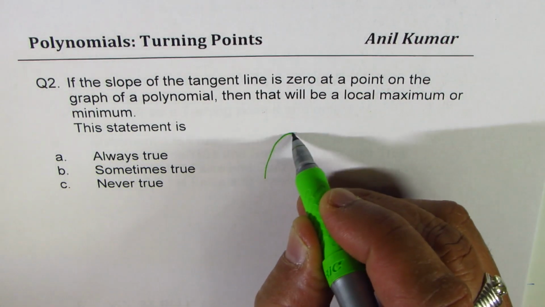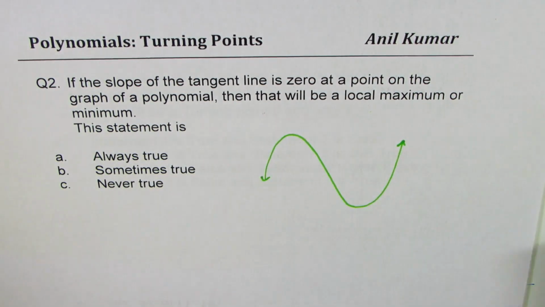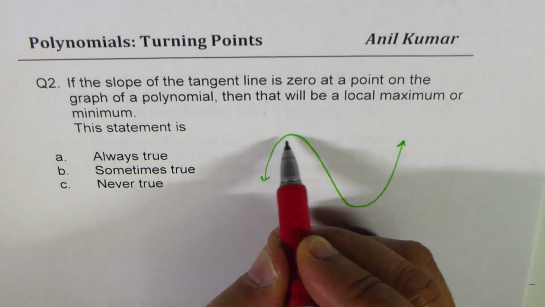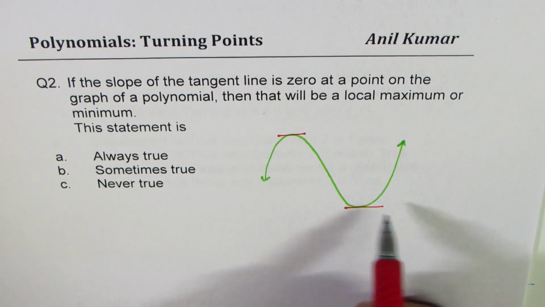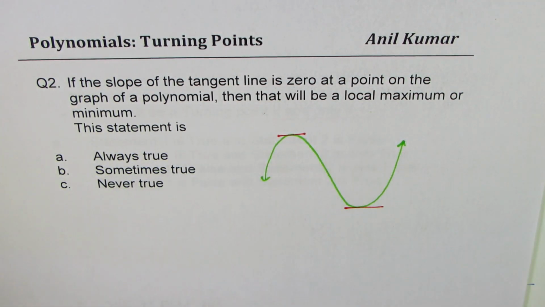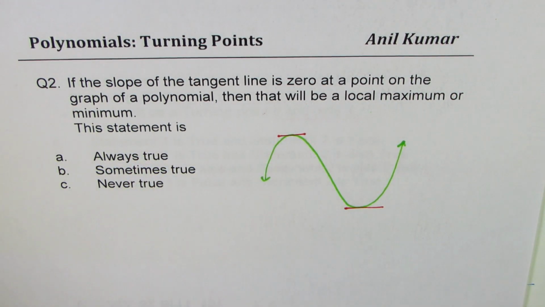So let's again make a graph here and then see. Now, here, what you notice is that at turning points, we have a horizontal line which is tangent, correct? So it seems to be true.